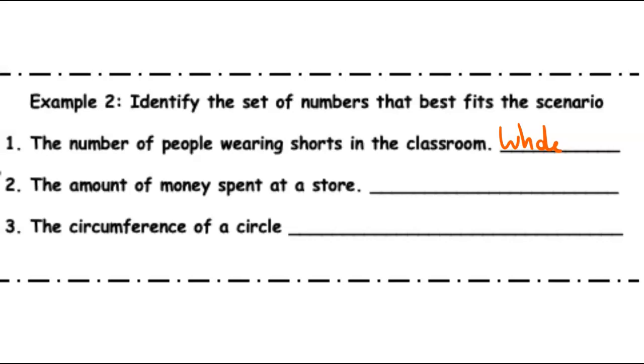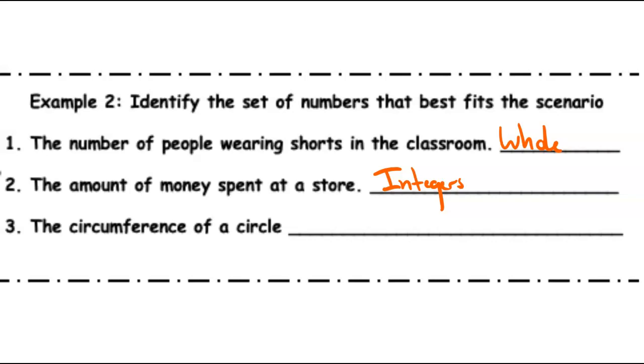Number 2 says the amount of money spent at a store. The amount of money spent is probably a negative amount of money, right? You're spending money, that's a negative. That fits in with my integers. If you said, hey, I'm spending a positive amount of money, I'm spending $30, I didn't spend negative $30, that's actually whole numbers, that probably would work too. You could explain it either way.